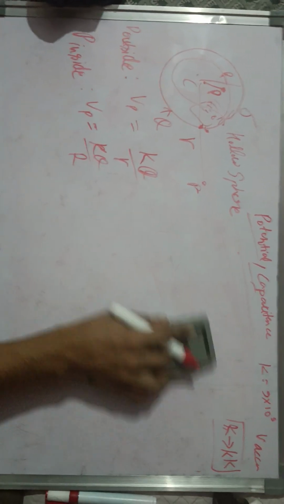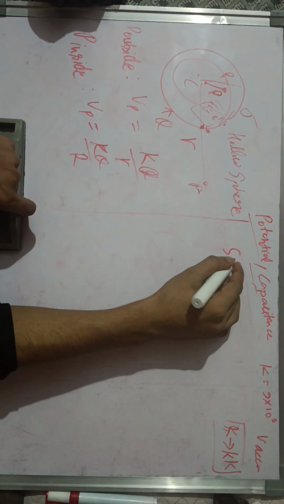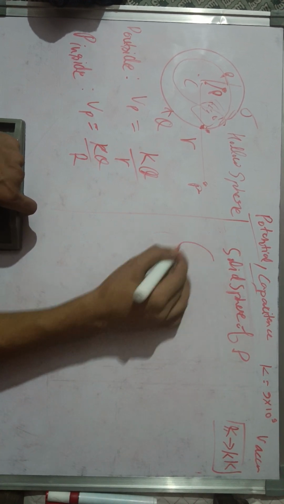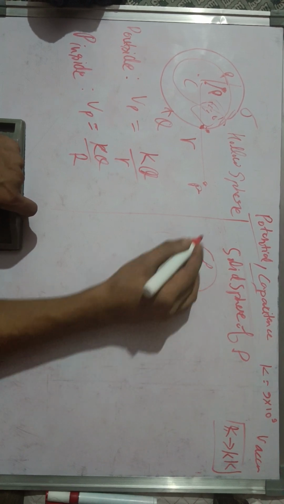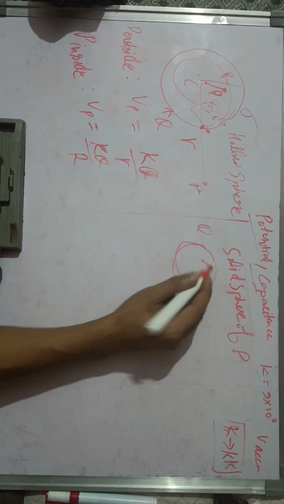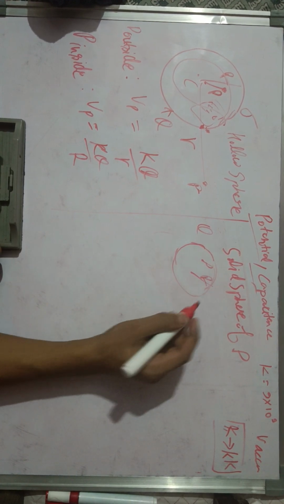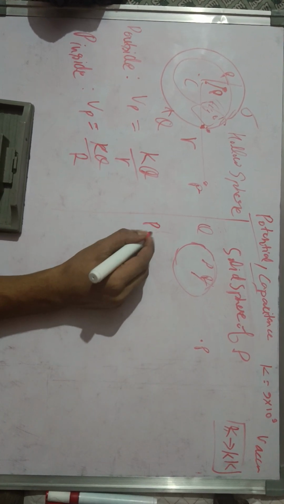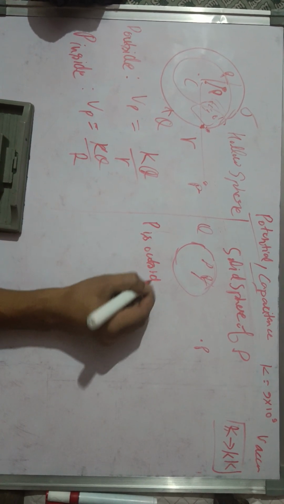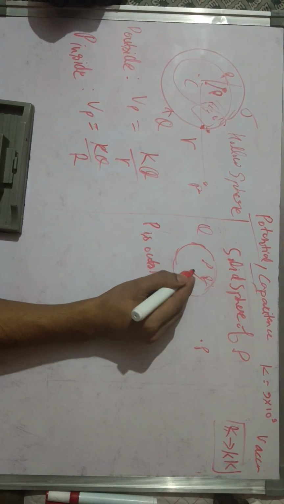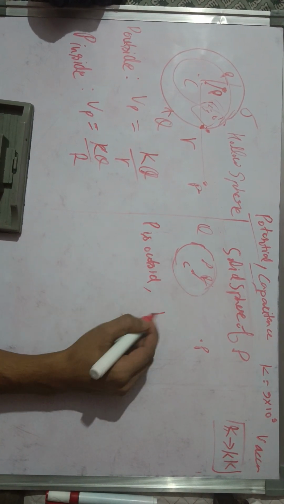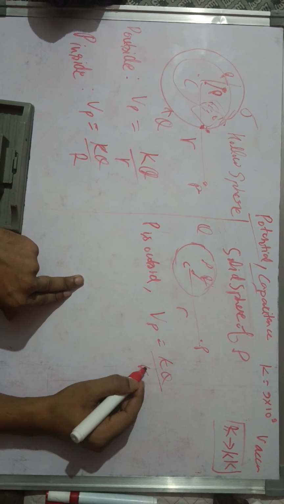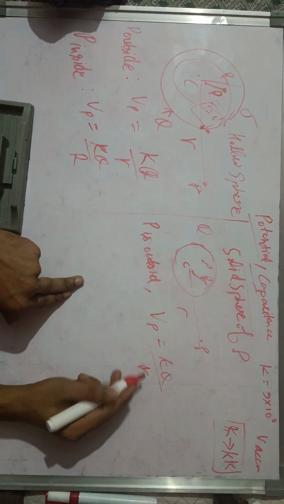Now for a solid sphere of rho density, let's say there is a solid sphere with charge density rho, it has total charge q and radius r. There is a point P, which can be inside or outside. If P is outside, then I can simply treat this whole sphere as located at the center point, and the formula of potential at P will be simply kq by the distance r. I can assume that the whole body is concentrated at this point.